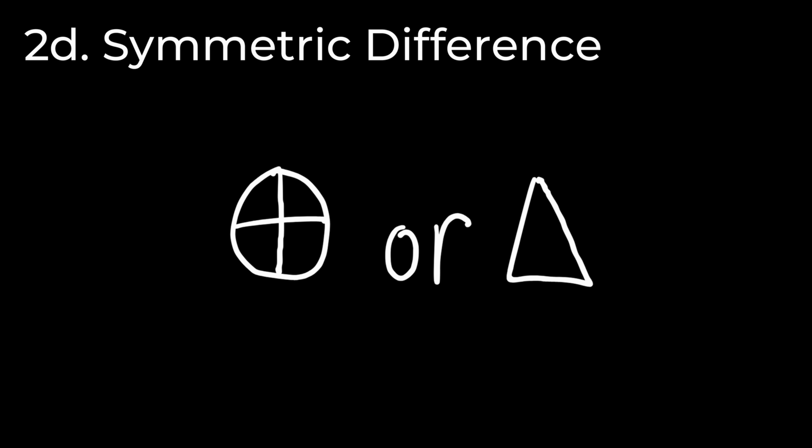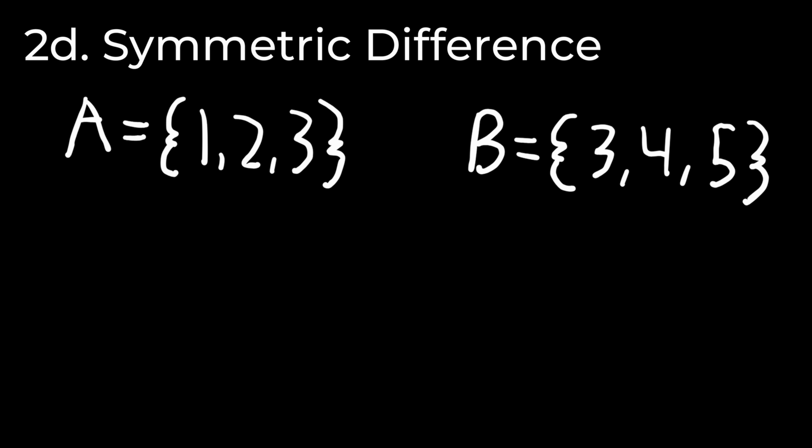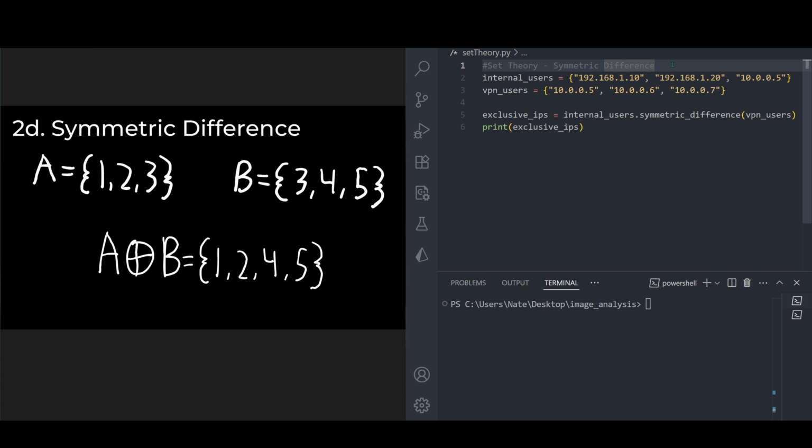The symmetric difference finds elements in either set, but not both, and can be written with this XOR or triangle symbol. For our examples, I'll be going with this XOR, since that's how it's often referenced in computer science. Going back to our example, A XOR B would contain elements 1, 2, 4, and 5, because those are the elements in either set, but not both.